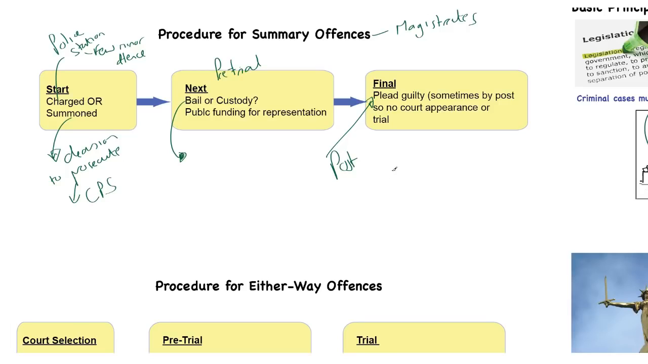The easiest way to talk about that is driving offences. For those of you unfortunate enough to be stopped speeding, attached to that form will be the chance for you to plead guilty and pay your fine, or for you not to plead guilty. If you plead guilty, you pay the fine, and that's it, it's all done and finished. If you don't plead guilty, then you're sent a letter back to say, can you appear at the magistrates' court on this date. So that's the procedure for summary offences. Charge or summons, then the pre-trial hearings, bail or custody, and whether there's going to be public funding, and then either the chance to plead guilty or to appear in court.